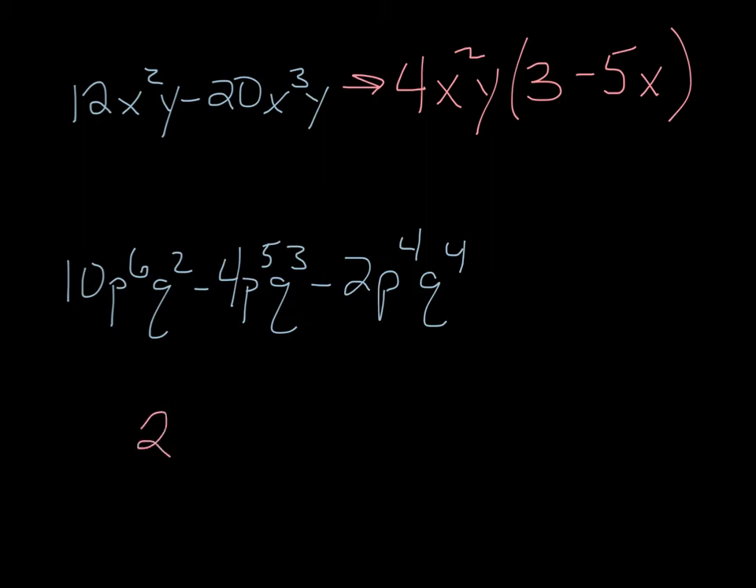And now we're going to move on to the p factors. So we have a p to the 6th, a p to the 5th, and a p to the 4th. The biggest thing that can come out of all three of those terms is a p to the 4th.